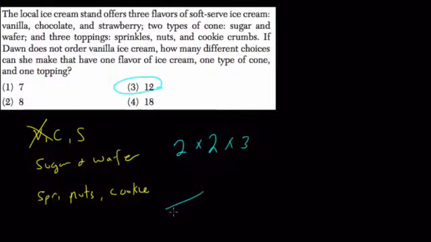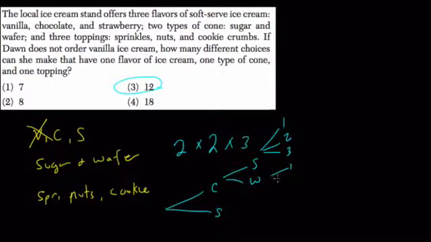The basic idea is, if you think of a tree diagram, you could have chocolate or strawberry. If you pick chocolate, you could have a sugar or a wafer cone, and then you have 3 toppings: 1, 2, 3. 1, 2, 3. So this just means if you pick chocolate, you can pick a sugar cone with sprinkles, nuts, or cookies, or you can pick chocolate with a wafer cone and sprinkles, nuts, or cookies. That's 6 choices already, and there would be another 6 here if you had started with strawberry. So these tree diagrams can help you count these types of situations.